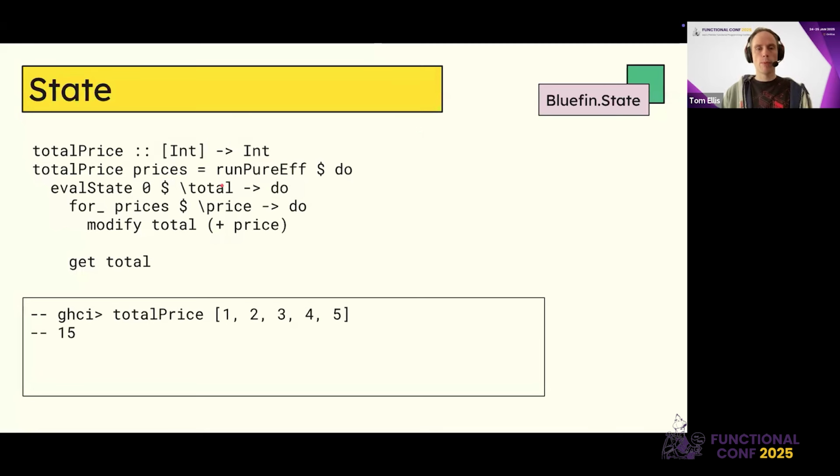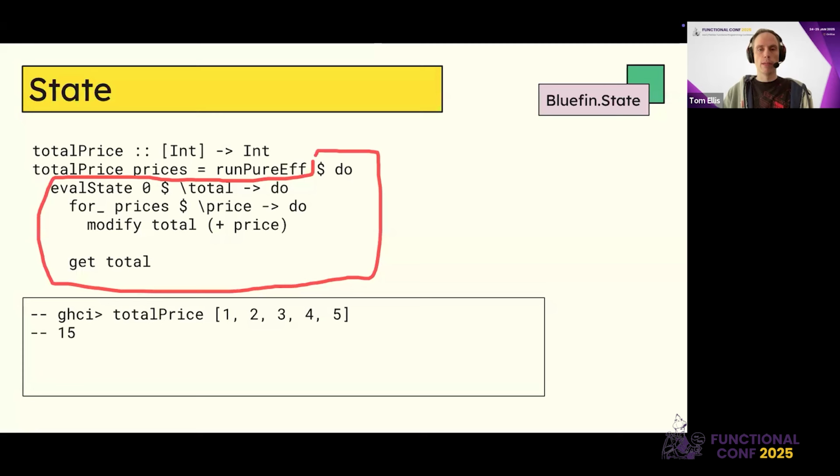Let's start from the top. Many of the examples we see are going to be wrapped in this runPure function. This is a Bluefin function which basically says, do all the effects that appear in the code beneath me. So actually what's doing the job is all of this underneath. So we're going to primarily be focusing on this.